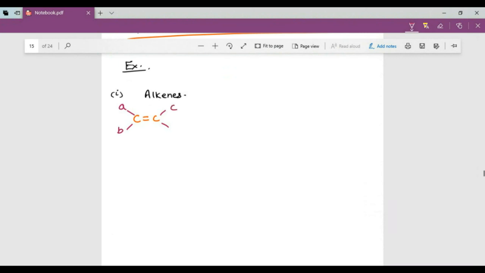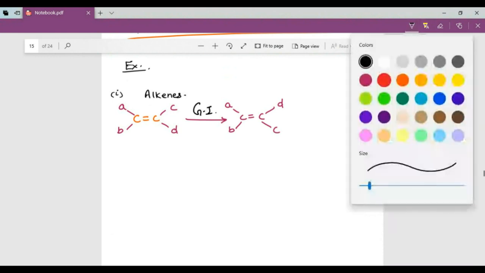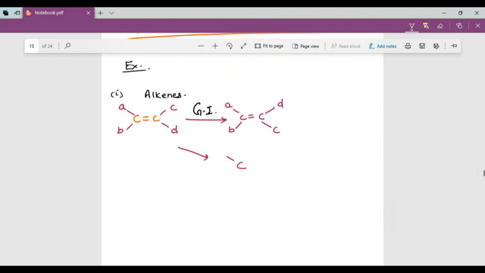A, B, C, D. Yes, I can have A, D, B, C. This to this is geometrical isomerism. Let me draw one more. If I draw A, C, B, D, okay, then this is not GI. If you see, I think this is positional isomerism. I have changed the relative position of B and C.